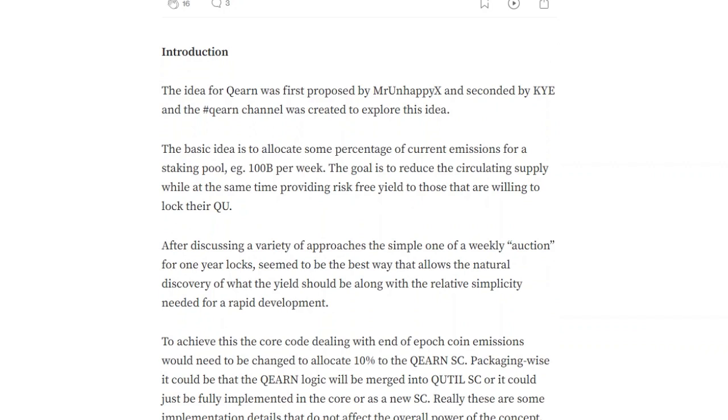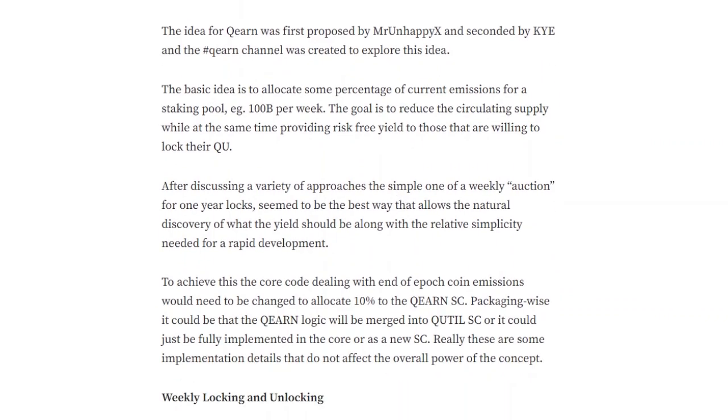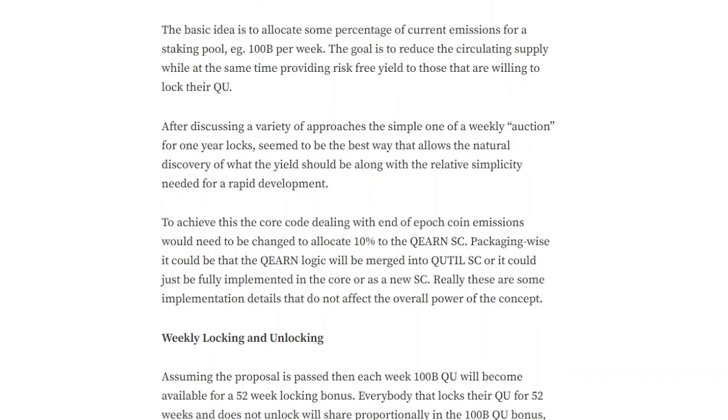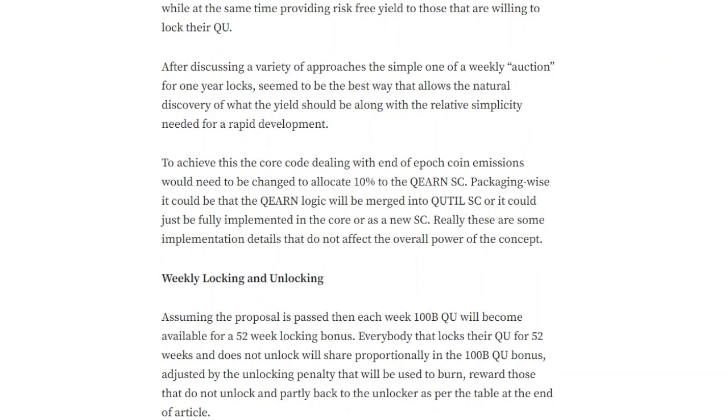So after discussing a variety of approaches, the simple one of a weekly auction for a 1 year lock seemed to be the best way, as it allows the natural discovery of what the yield should be, along with the relative simplicity needed for rapid development. To achieve this, the core code dealing with end-of-epoch coin emissions would need to be changed to allocate 10% to the Qearn. So it means that every week, at the end of the epoch, 10% will be allocated to the Qearn smart contract.